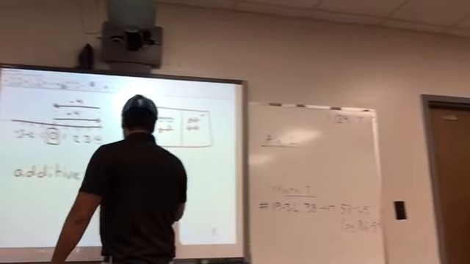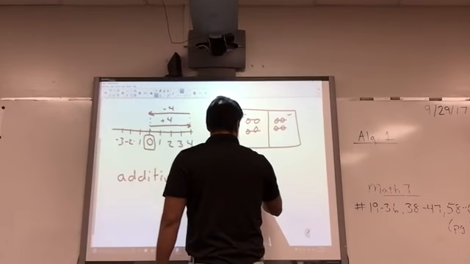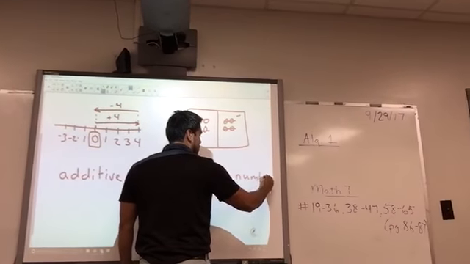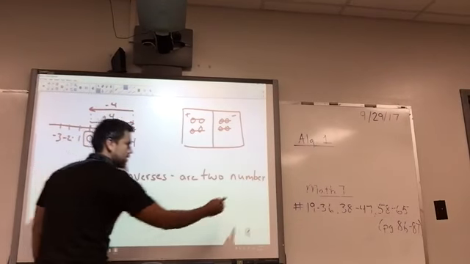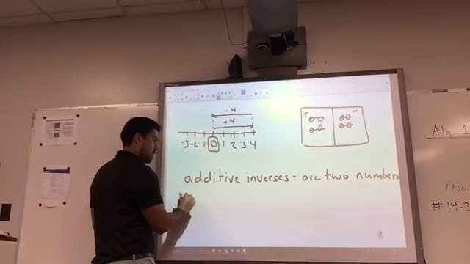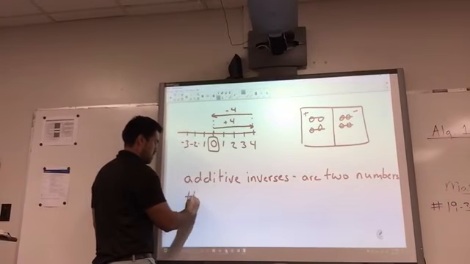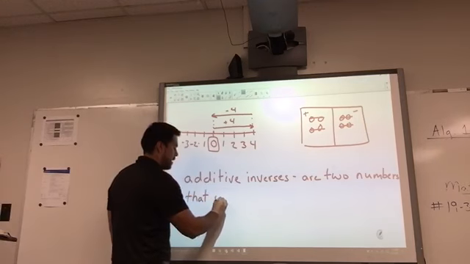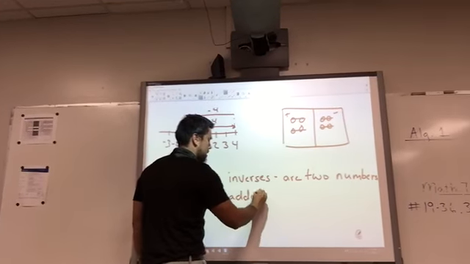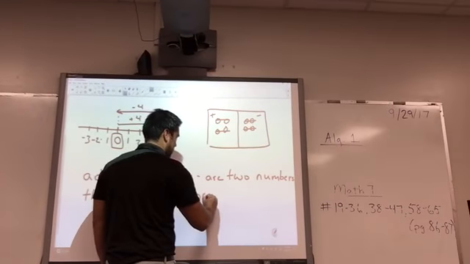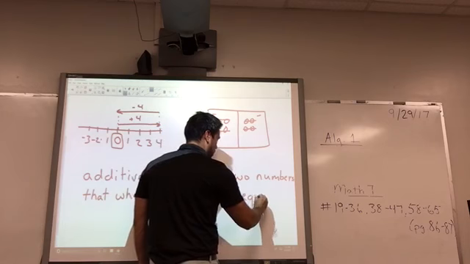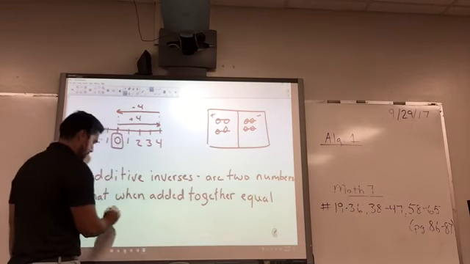So additive inverses are 2 numbers that, when added together, equal 0.